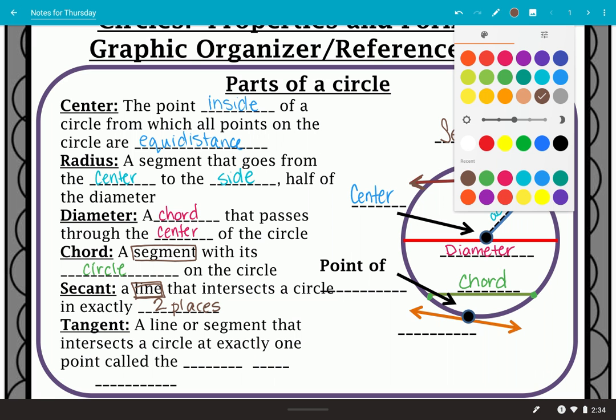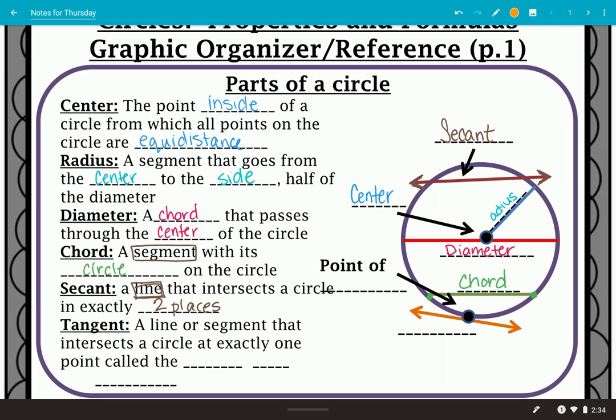The last one on this one is going to be the tangent, okay? So tangent is a line or segment that intersects a circle at exactly one point, called the point of tangency. So here is the tangent line. And remember, line means it's never going to stop. And it only touches the circle in one place. Okay, and that point is the point of tangency.